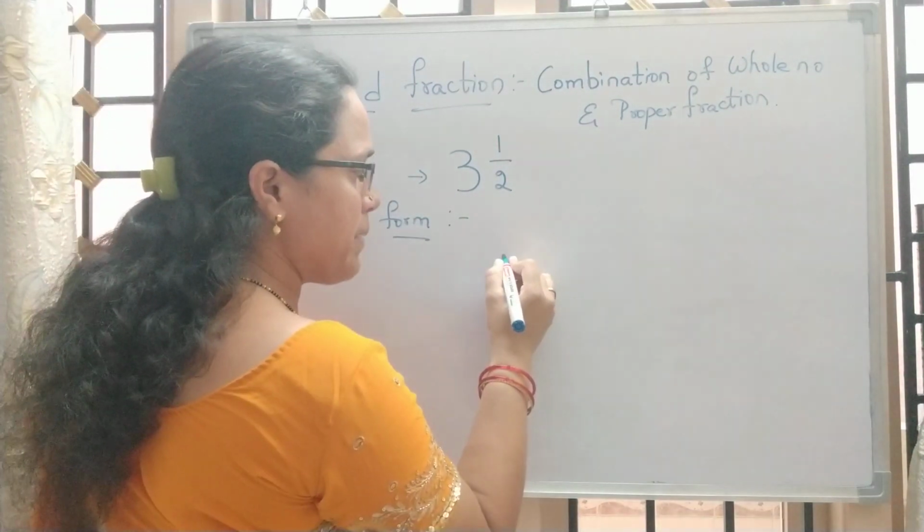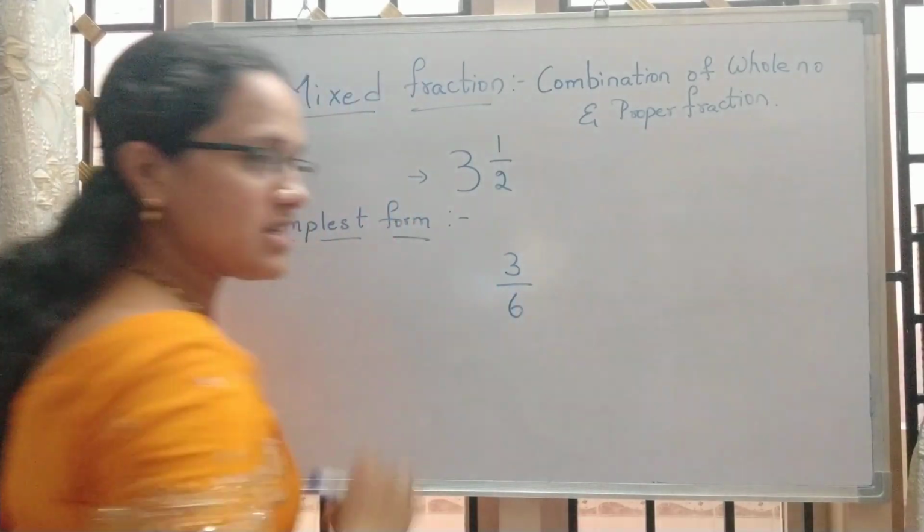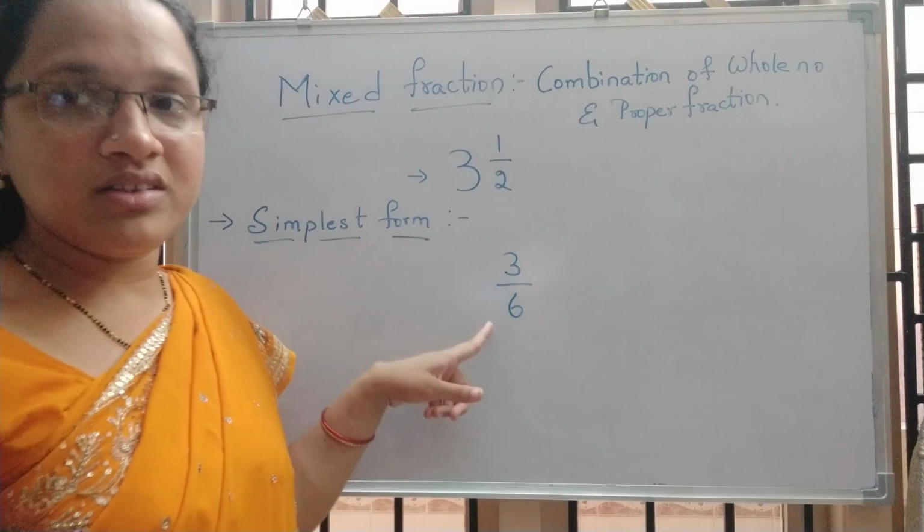Now let us take for example 3 by 6. This is the numerator and this is the denominator.